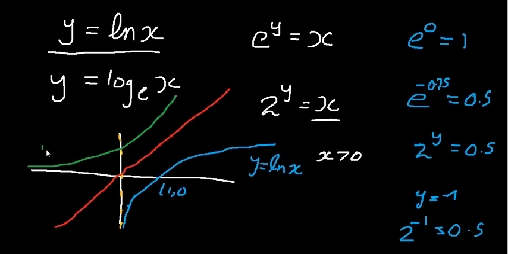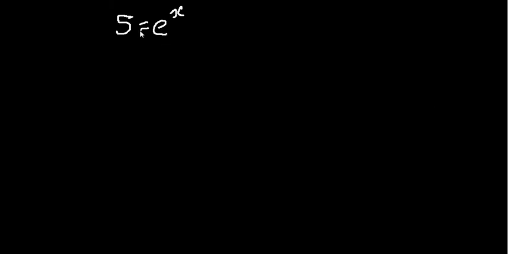So that's the y equals e to the power of x graph, and that's the y equals ln x graph. Those two graphs are inverses. One is an inverse of the other, so therefore it's a reflection on the y equals x line. Good. Now we'll see how we can solve questions like this using natural logarithms.